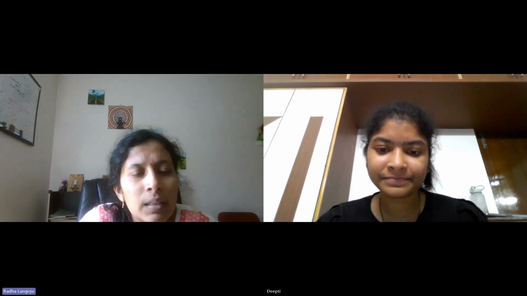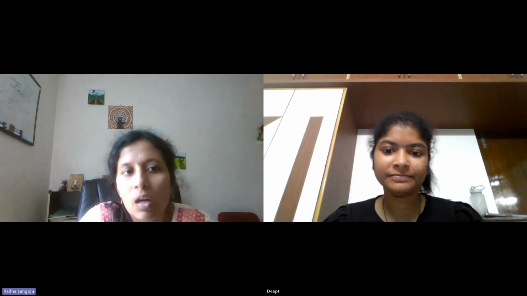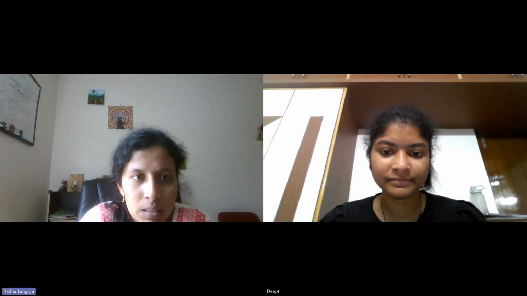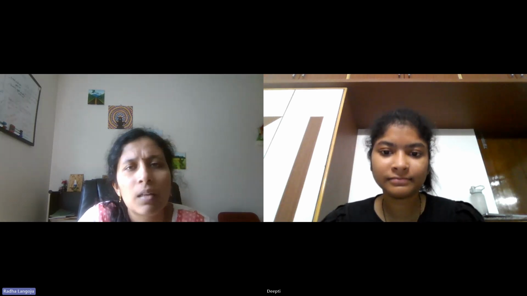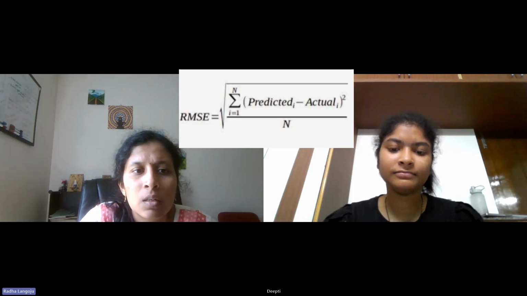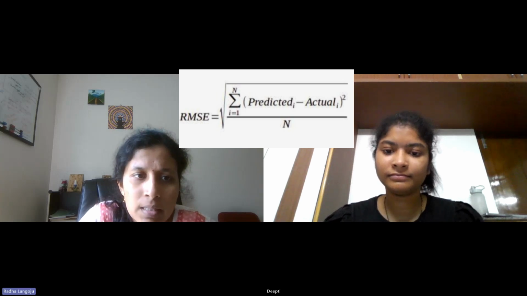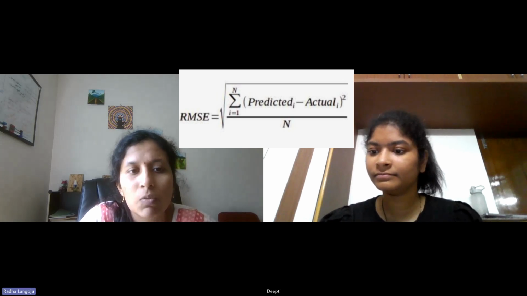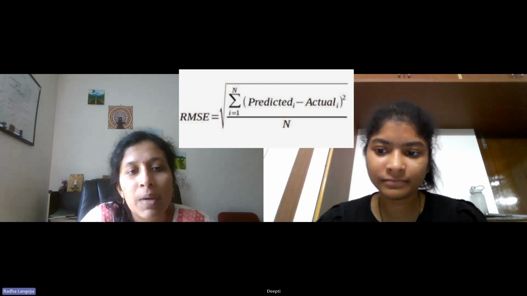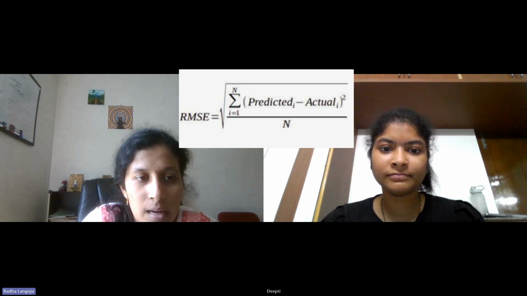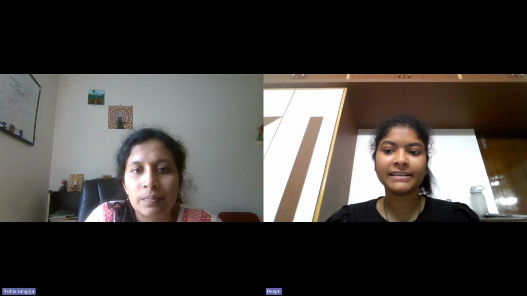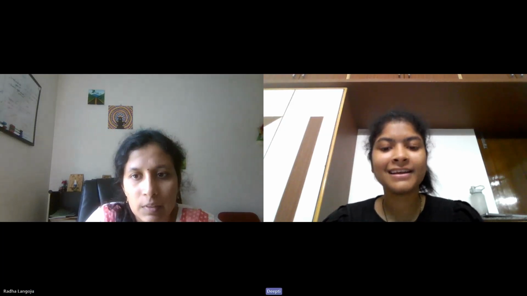Another metric is called root mean squared error, RMSE. It is the square root of the average squared differences between the predicted and the observed outcomes. Its formula is RMSE equal to the square root of the sum of (predicted minus actual) whole squared, divided by n, since it's the average. Okay, there's a root over here. That's the difference.